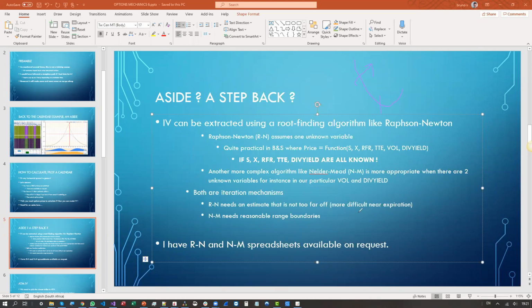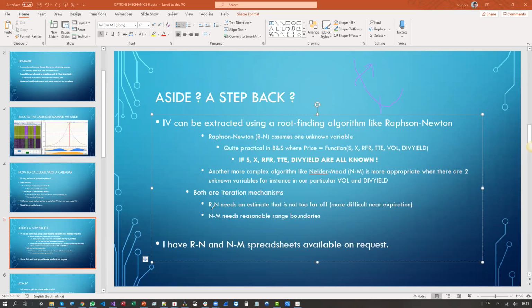Right. So this is for the Raphson-Newton, and although this is proprietary, if some of you are keen, I can share what I've done to modify Raphson-Newton to do a better job near expiration. It's not perfect yet, but it's better than the original algorithm.